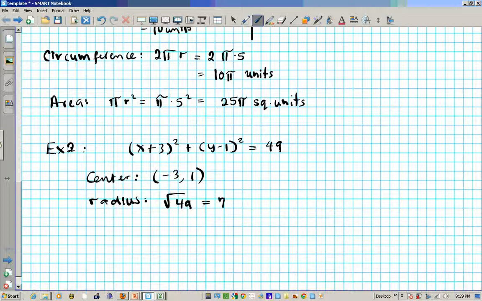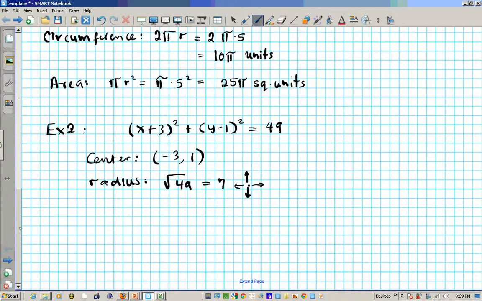Now what does this mean? It means you're going to go 7 up, 7 down, from the center, 7 to the left, 7 to the right, in all directions. That's what it means to be a circle, okay? Now, what does this mean?